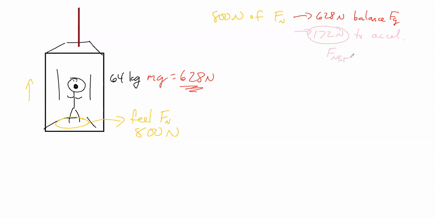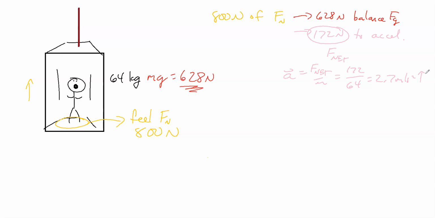This is very similar to the hanging on a rope type question, tension in a rope, same idea. So if that's my net force, I can use that to find the acceleration of the guy. Let's take that 172 and divide that by the 64, which leaves me with around 2.7 meters per second squared, and I already know that he's accelerating upwards. So that's how we can figure it out. And of course, if the elevator was accelerating down, you'd feel less pressure on your feet. You'd feel less normal force.